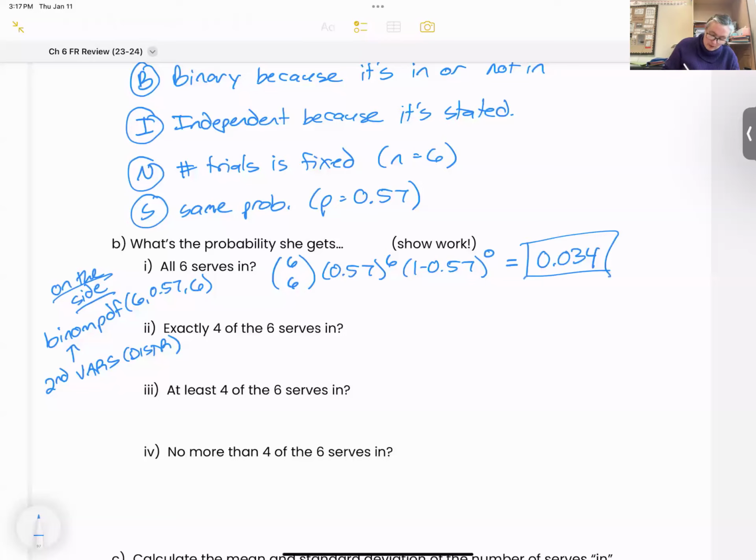Okay, now we got to pay attention to wording here. Exactly 4 of the 6 serves in. So exactly is still binom PDF. 6 choose 4. 4 successes out of 6 trials. Still 0.57, but it's to the 4th now. And this is 6 minus 4 or 2. There's 4 successes and 2 failures. So again, I go to binom.